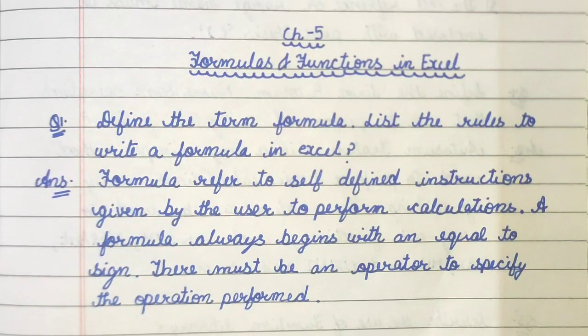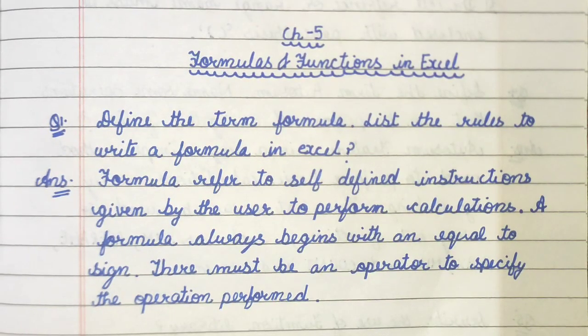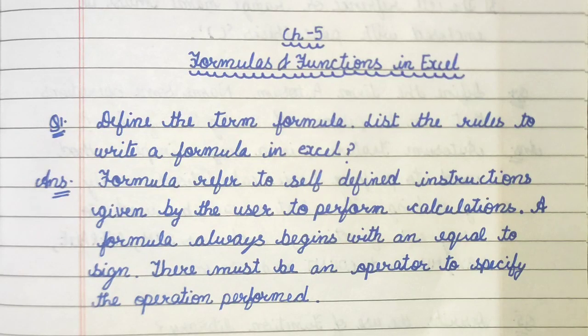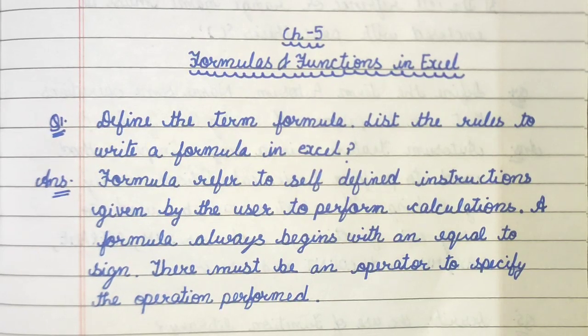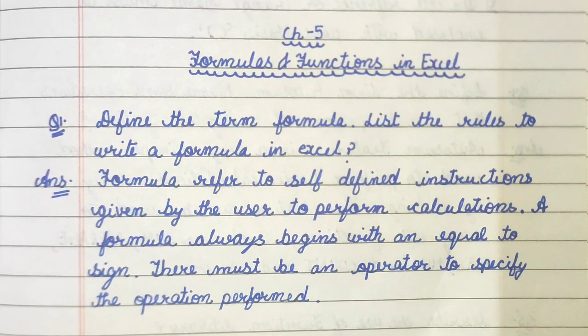Part D, answer the following questions. Question number 1. Define the term formula. Write the rules to write a formula in Excel. Answer. Formula refer to self-defined instructions given by the user to perform calculations. A formula always begins with an equal to sign. There must be an operator to specify the operation performed.